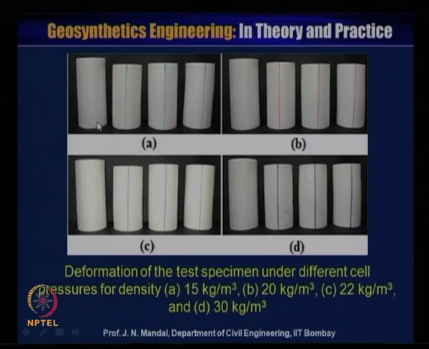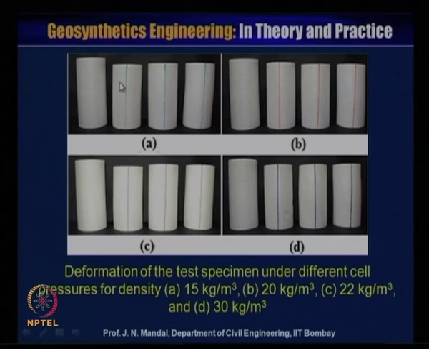Now, here is the deformation of the test specimen under different cell pressure for densities of A, 15 kg per meter cube, B, 20 kg per meter cube, C, 22 kg per meter cube, and D, 30 kg per meter cube. This you can see: before the test, this was the sample, and after the test, how it is deformed.